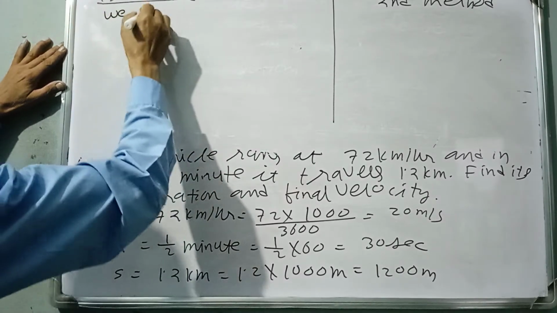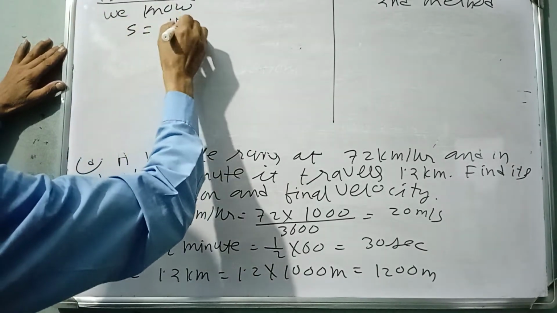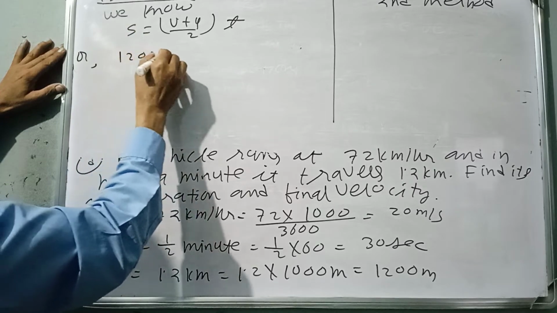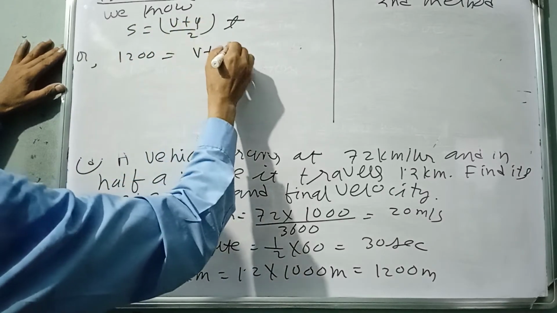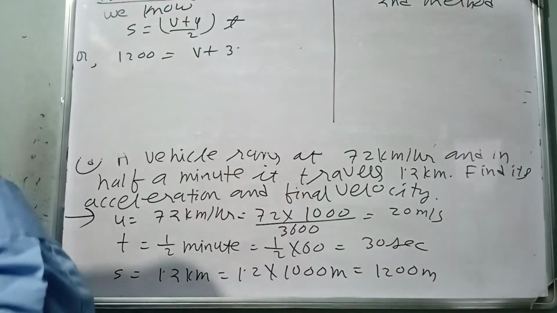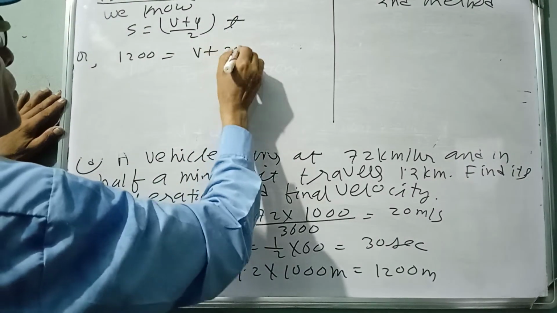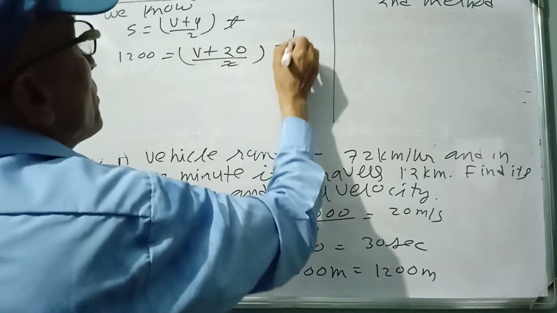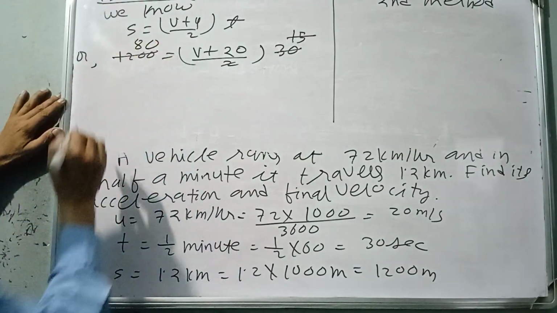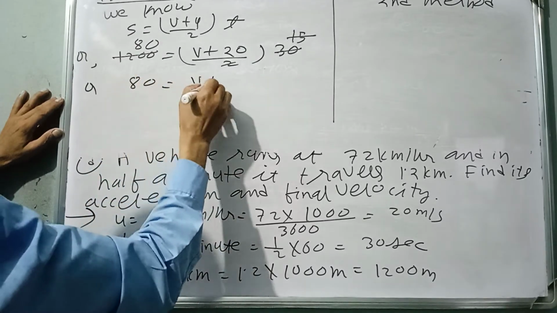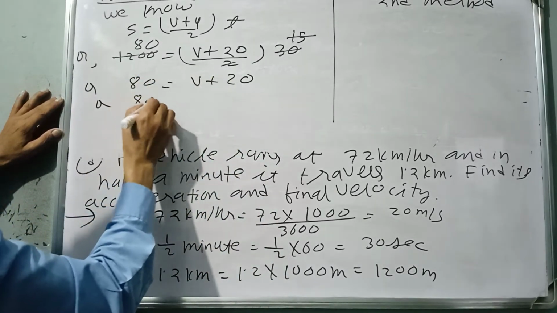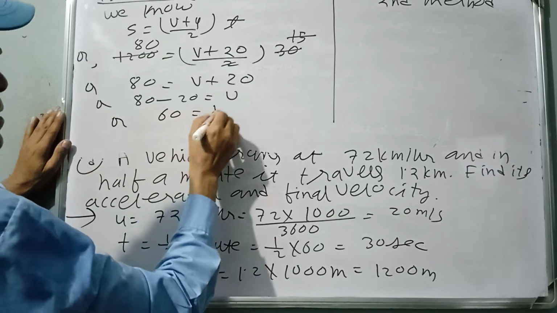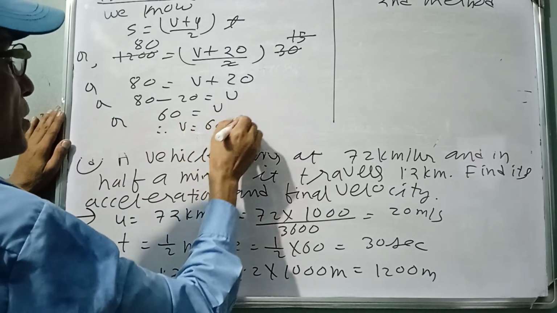We know s equal v plus u by 2 into t, or distance is 1200, v is what? u दिएको छ कति 20, u दिएको छ 20 upon 2 into टाइम दिएको छ 30. यसले यसलाई काट्न मिल्छ, यसले पनि यसलाई काट्न मिल्छ 80, or 80 equal v plus 20, or 80 minus 20 equal v, like terms, or 60 equal v. It means v equal 60 meter per second.